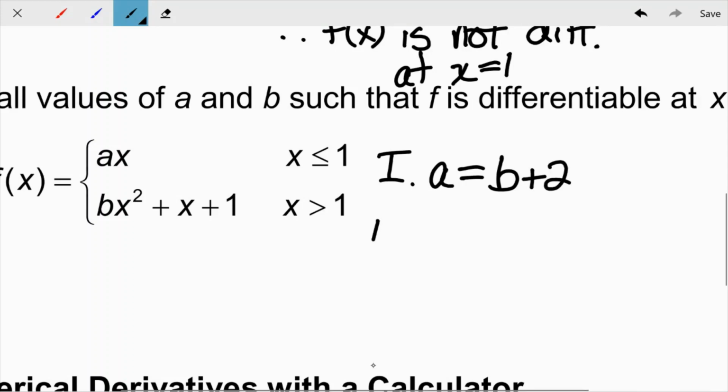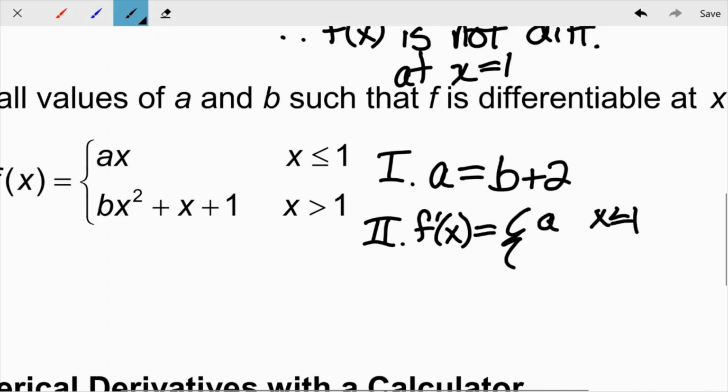So the second equation we're going to use here to solve this out is actually going to come from the right and left-hand derivative piece of this. So if I were to look at f prime of x, what we would get if we did our one-sided or our piecewise derivative here is we would get a for the first rule for x less than or equal to 1. And then for the second rule, we would get 2bx plus 1, and that's for x greater than 1. Now, that's going to give me a second equation when I plug 1 in for x.